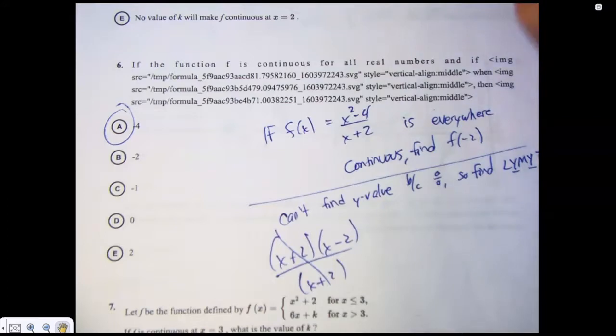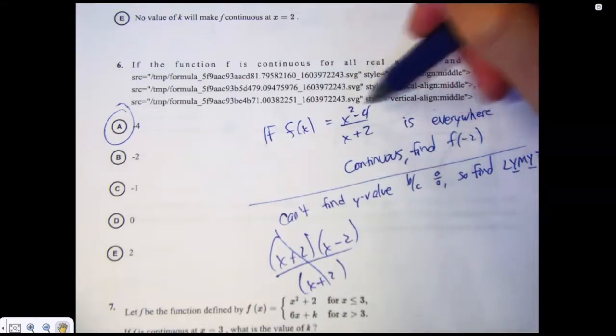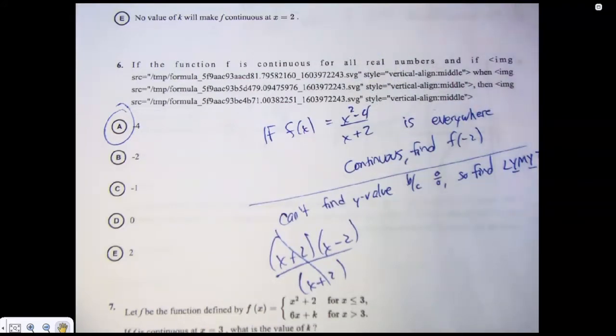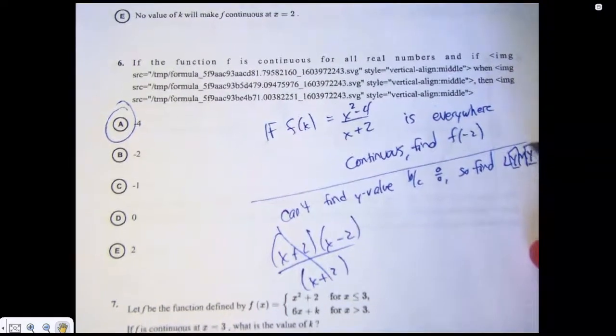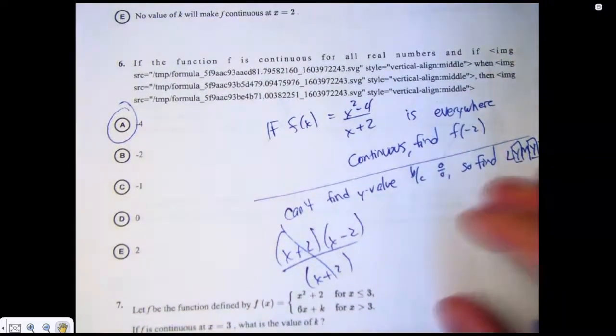So typically to find f of negative 2, we're going to plug in negative 2. The problem is I'll get 0 over 0. So I'm stuck. I can't find the actual y value, but I can find the limit. And if you remember, this is why I spell limit like this sometimes, because limits are y values.